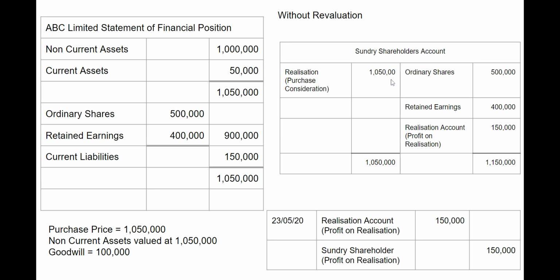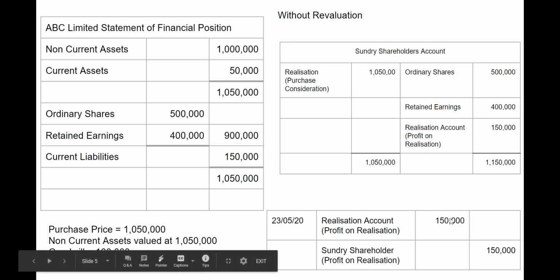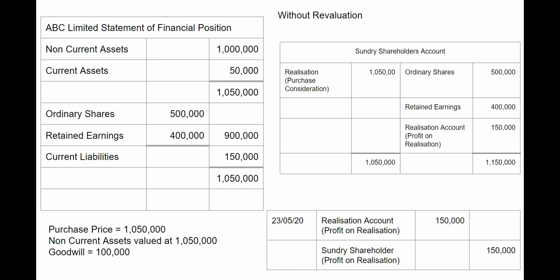Okay, so the reason why the purchase consideration goes on the debit side is because the business no longer owes the shareholders any equity. They've been repaid, and they've been paid with a profit of 150,000. And so that explains where we get this journal entry down here if you're asked to do it in the exam. With a profit, we would debit the realisation account and credit the Sundry Shareholders account. And if it was a loss, we would debit the Sundry Shareholder account and credit the realisation account.